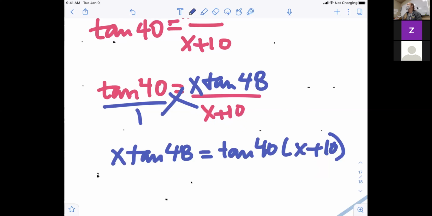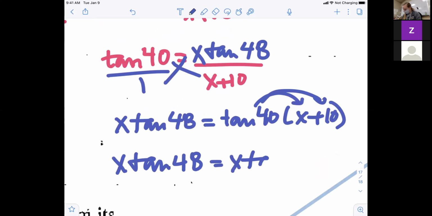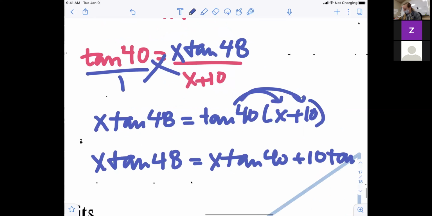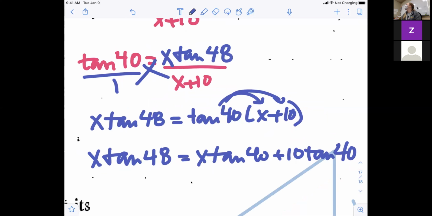Any questions so far? All right, let's distribute on the right-hand side. I'm literally teaching my geometry kids right now about proportions and ratios, and I make them wait and do the distributing second because I don't want us to lose anything. So that becomes x tangent of 48 equals x tangent of 40 plus 10 tangent of 40. I just said it wrong.